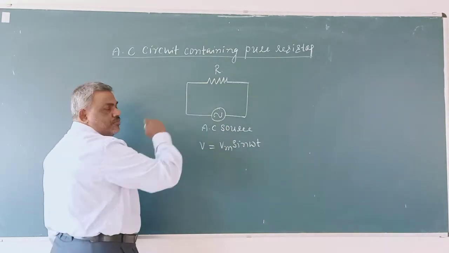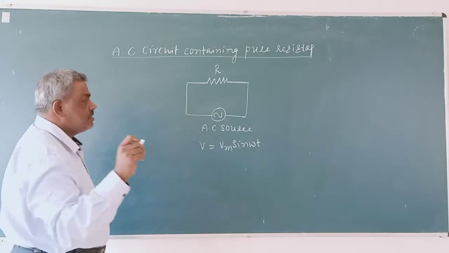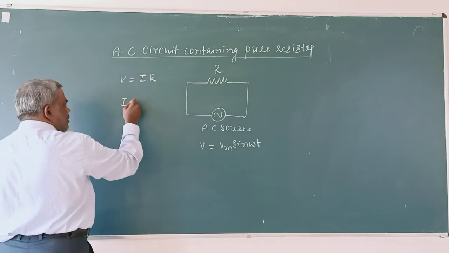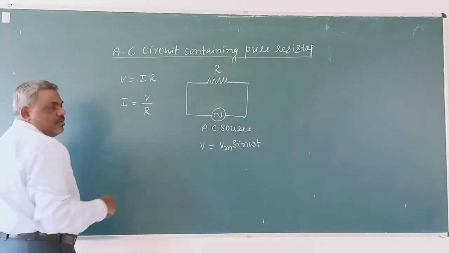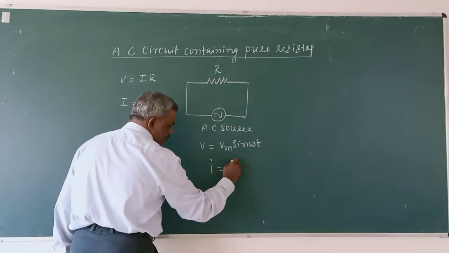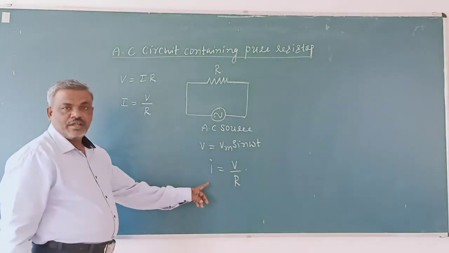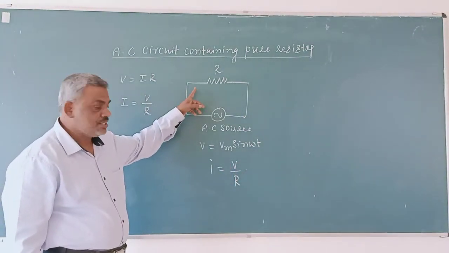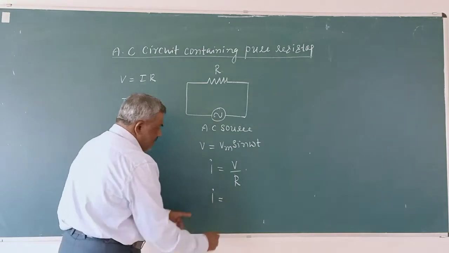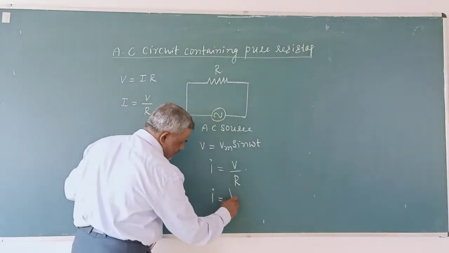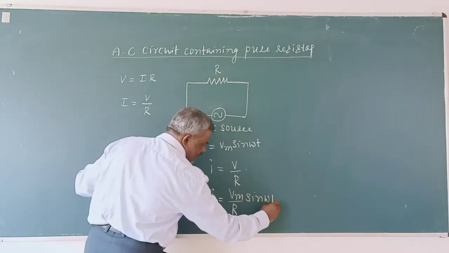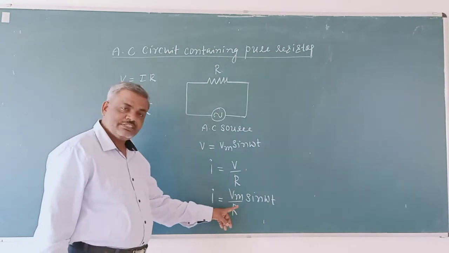Now the current in the circuit. According to Ohm's law, V equals IR, so I equals V by R. The current in an AC circuit containing a pure resistor is I equals V by R. Now V equals Vm sin omega t, so I equals Vm by R sin omega t.